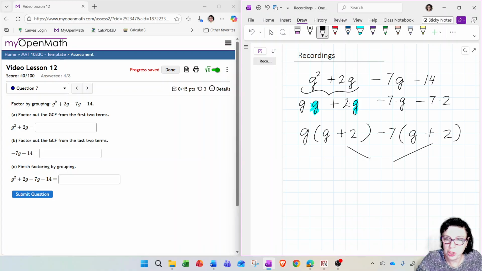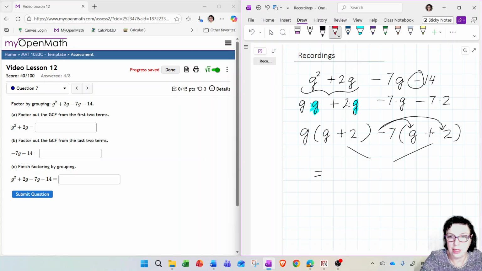Well, remember distributive law. When you start distributing, this is going to be negative 7g, and then it's going to be negative 7 times 2, which is going to be negative 14, right? So if you put a negative in here, that would actually turn into a plus, but right here you had a minus, right? Okay.